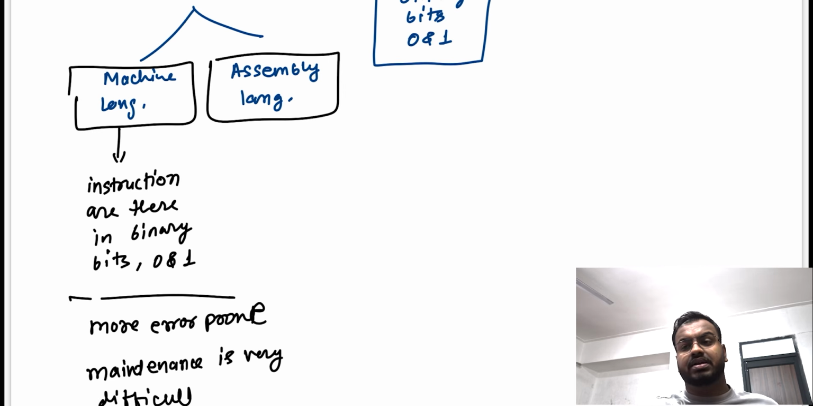I hope this is clear to everyone. Clear? We have machine languages, but there are some drawbacks. For example, this is more error prone, maintenance is very difficult. That's why assembly language came into picture. See, what were the difficulties in machine language? Assembly language reduced those difficulties to some extent.